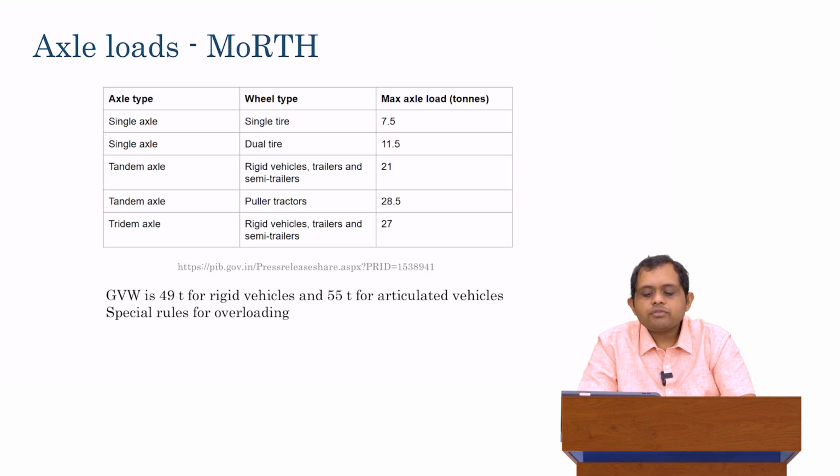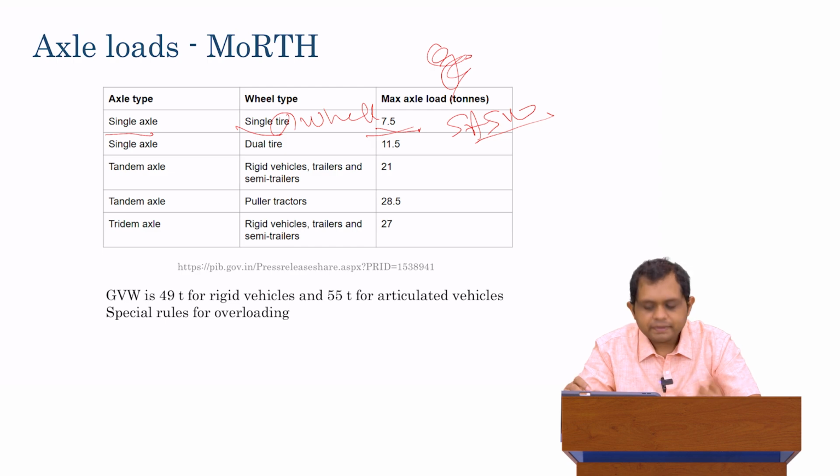In India, the rule is if you have a single axle, single tire, and tire and wheel are interchangeable words. So if we have what I wrote previously, the SASW condition, single axle, single wheel, the maximum axle load allowed is 7.5 tons. Of course, this is in tons. It has to be converted to kilonewtons. If this is in weight, you have to convert it into a force, and I'll let you do that by multiplying with g, etc. Single axle dual tires, the SADW, is allowed 11.5. You will see it is not double, right? It's 7.5 to 11.5. It's not double.